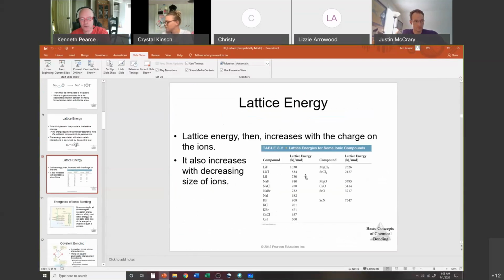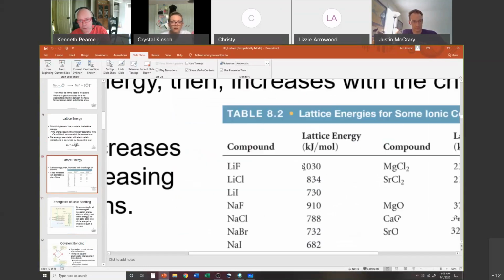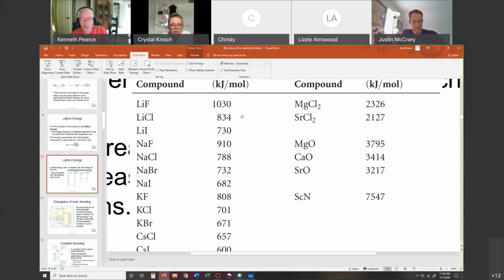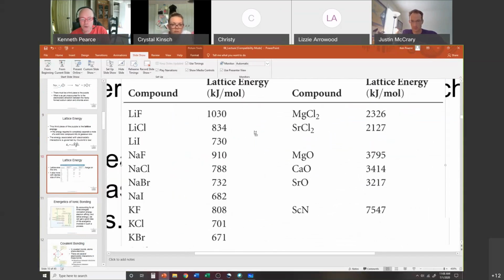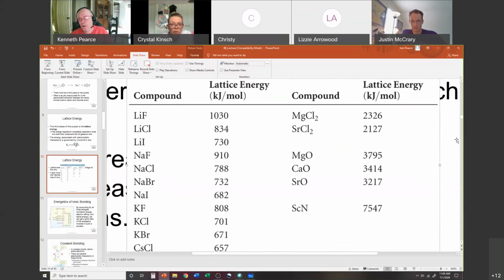Okay, here's the data. We're going to blow this up so we can see it a little bit better. Okay, there's my numbers. All right, so here is the experimental data for lattice energy.